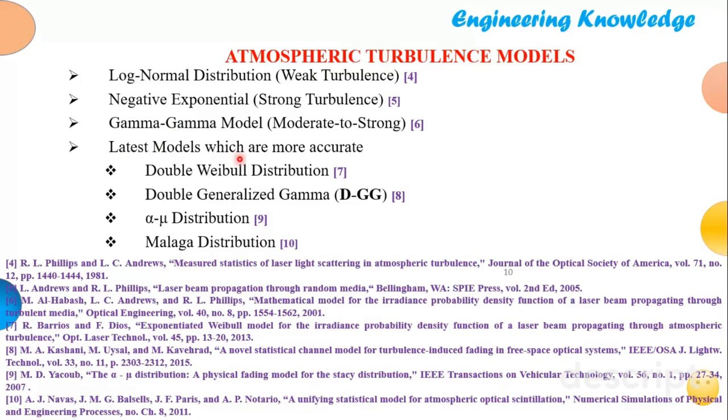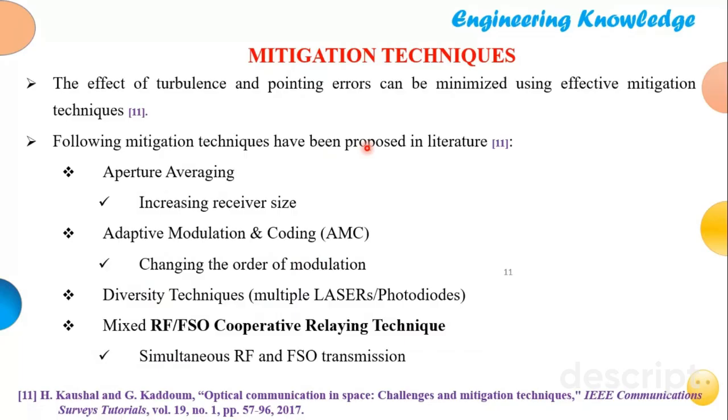But there are few models which are coming, like double Weibull distribution, double generalized gamma distribution, alpha-mu distribution, Malaga distribution. These are slightly more accurate, and they can be used to model the atmospheric turbulence from a regime of weak to moderate to strong, and therefore they are of prime importance.